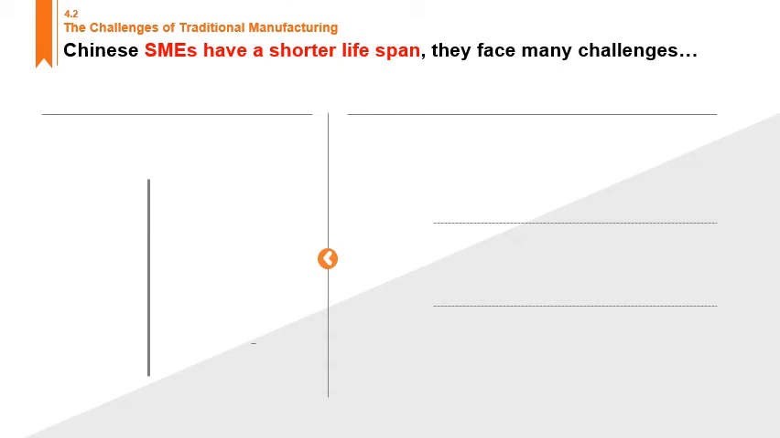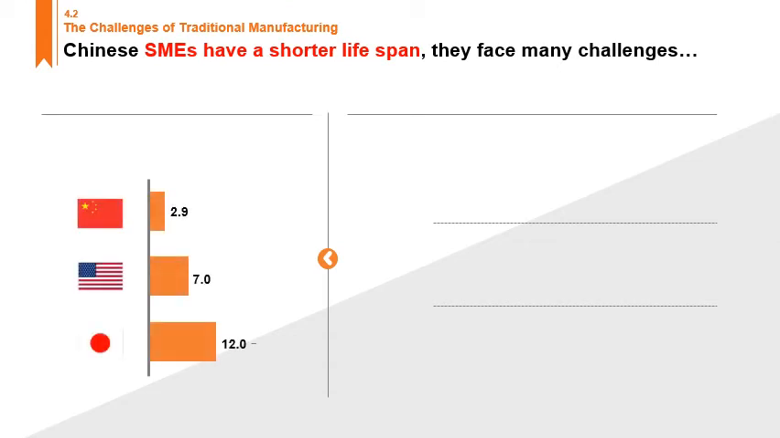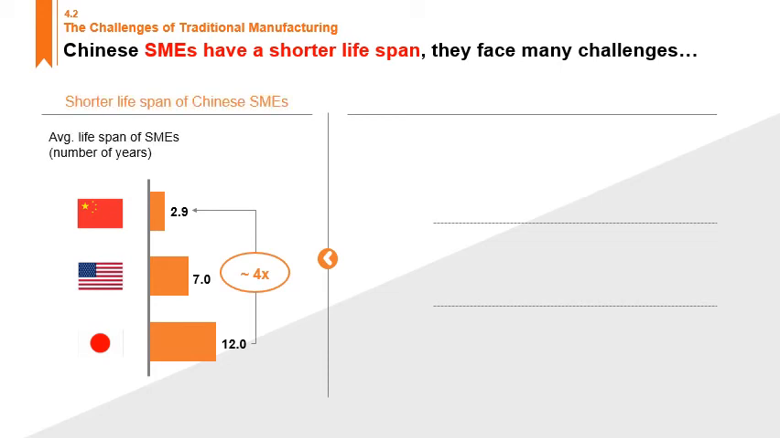Also, another problem is that Chinese SMEs have a shorter lifespan. They may face challenges because if you notice that Japan is 4 times more of the lifespan of the SMEs as compared to China. In this graph you see here, Japan is 12 years and China's average lifespan of an SME is only 2.9 years.